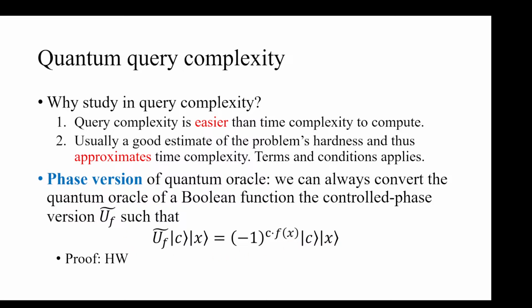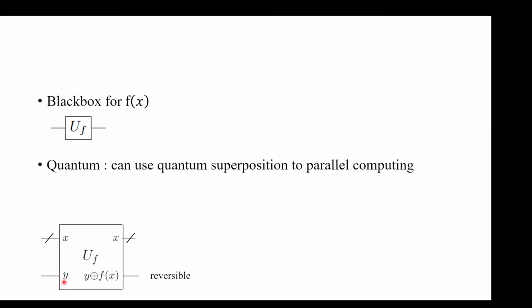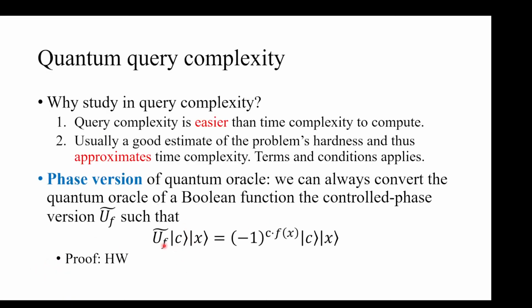But here we make a bit more complicated version of the first version. We say we can also put a control register on the first version of the oracle, made up from this white register here. So you are not losing a register. So you can put a control register here, such that if the control register is 1, then you put the phase on your state, and if the control register is 0, then you don't put the phase.